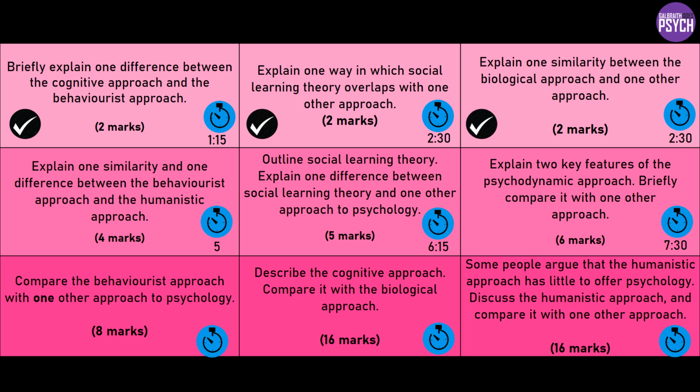Right, now we want to do the same thing really, but we've also got to do a difference. That's why it's 4 marks now. So, explain one similarity and one difference between the behaviorist and humanistic approaches. Right, what could we say?